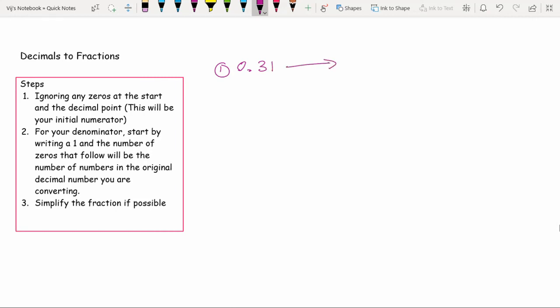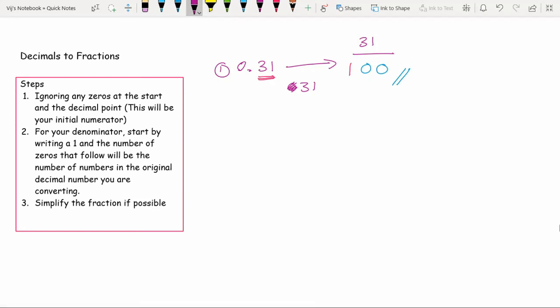So for this, what we're going to do is follow the 3 steps. I'm going to ignore the 0 and the decimal point and write down what numbers I've got. So I've got 0, 3, 1. I'm going to ignore the 0, so I've got 31 as my numerator. Now for the denominator, I've got a 1. As you can see, I've got 2 numbers after the decimal point, so what I then do is add 2 zeros, and then I just check to see, can I simplify 31 over 100? No, I can't, because 31 is prime, so there is your final answer.